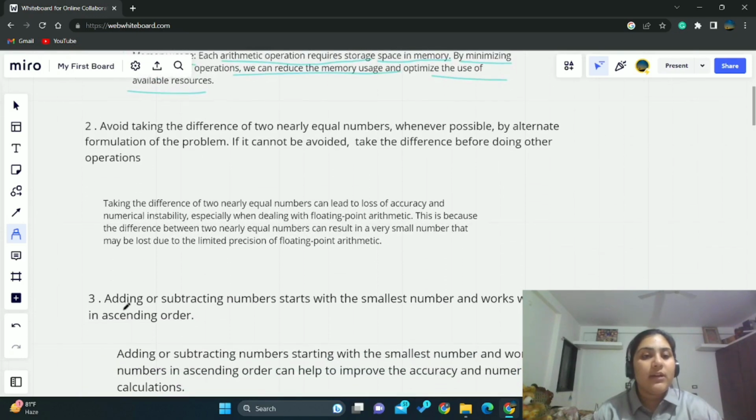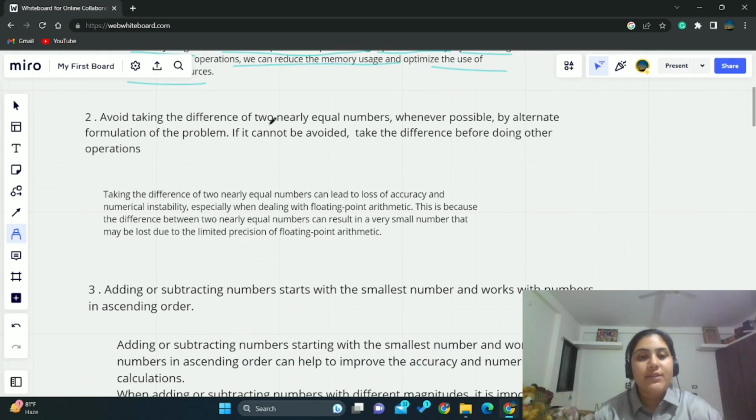Question number 2: avoid taking the difference of two nearly equal numbers whenever possible by an alternate formulation of the problem. If it cannot be avoided, take the difference before doing other operations. Taking the difference of two nearly equal numbers can lead to loss of accuracy and numerical instability.